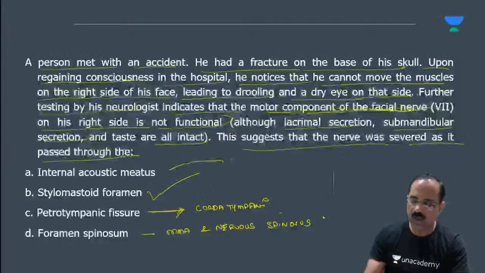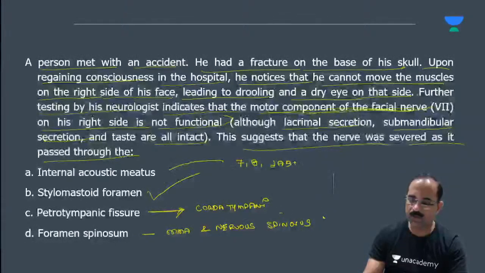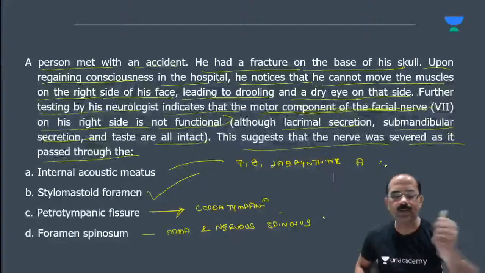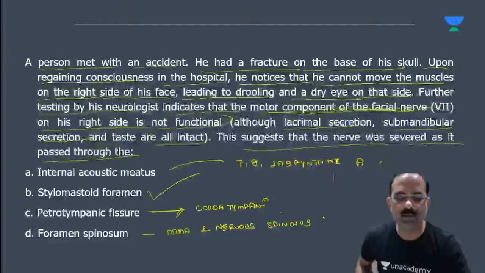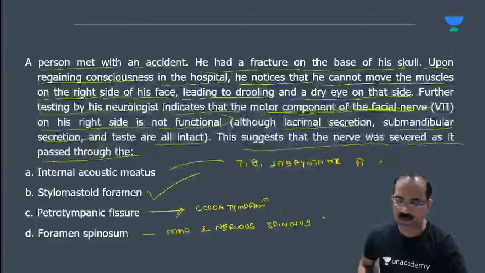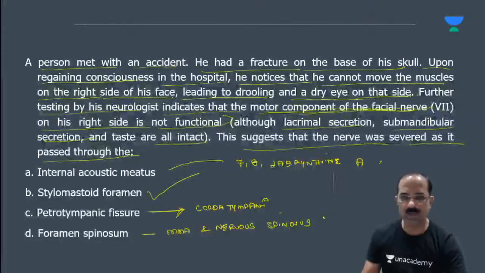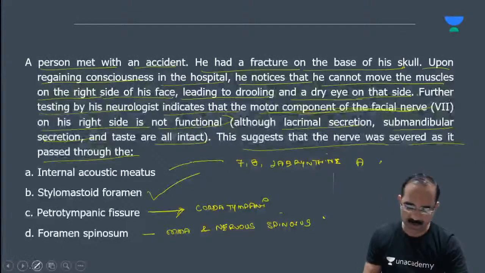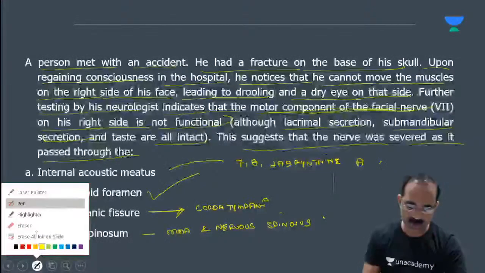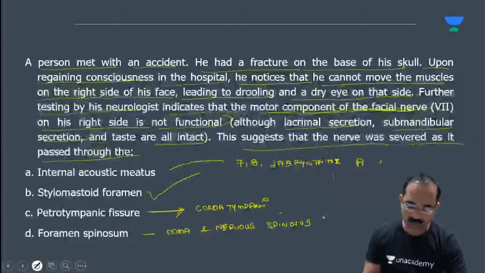What passes through the internal acoustic meatus? The 7th nerve, 8th nerve and labyrinthine artery. Is this clear? Students, just a quick go through of the facial nerve. एक फटाफट facial nerve देखते हैं. Yes, very good. We'll just go through the facial nerve.